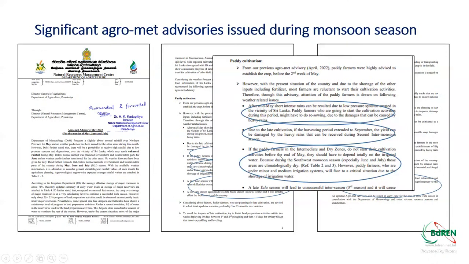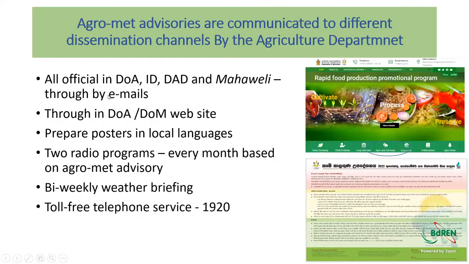And they communicate this through all officials in the Agriculture Education Department, Agrarian Development Department, and Mahaweli by emails, and also by publishing on the website. We also publish this on our website as well. They also prepare posters, as this is an example, in local languages. And they conduct radio programs each and every month, and bi-weekly weather briefings, and there's a toll-free telephone service, 1920.